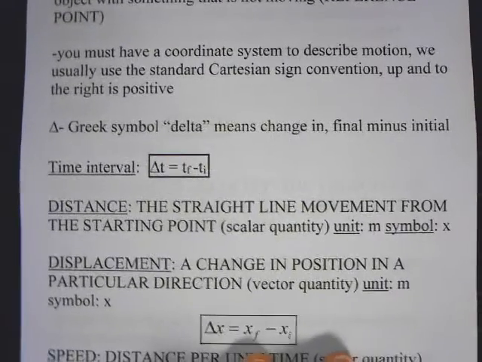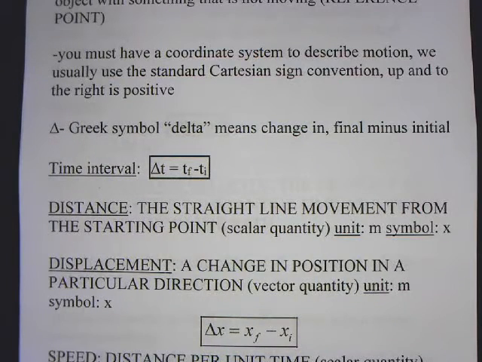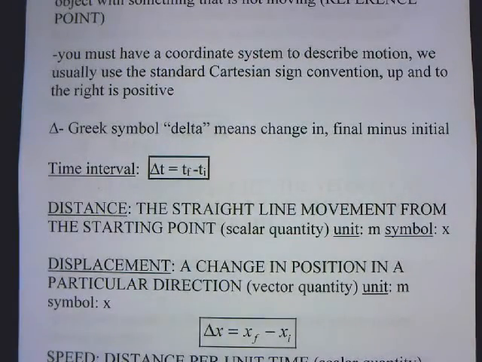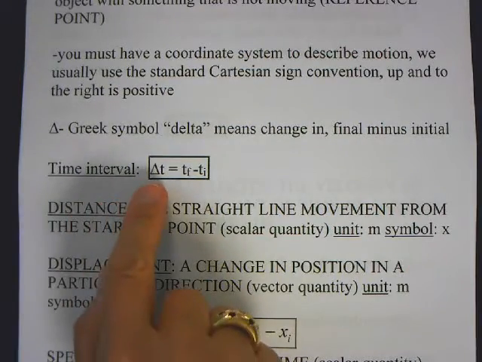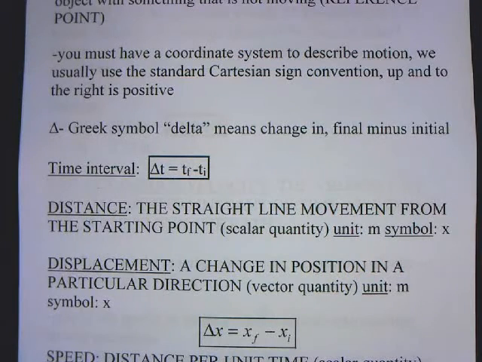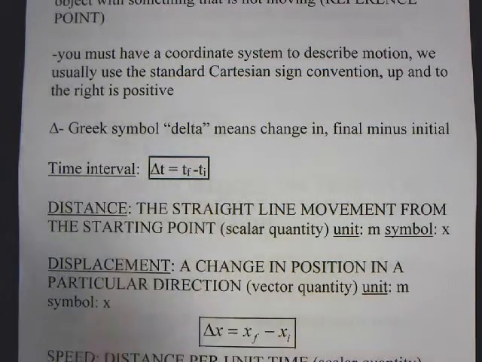Now, there's some Greek symbols we're going to be learning throughout the year, and one of the most important ones is the one that looks like a triangle, and that's called delta. And delta means change in. So delta is always the final minus the initial. So if I said delta t, that's actually tf minus ti, the final time minus the initial time. Now, most of the time in physics, when we're going to learn equations, usually it has to do with an elapsed time. So it might say over a 2-second interval. So delta t would be the interval.